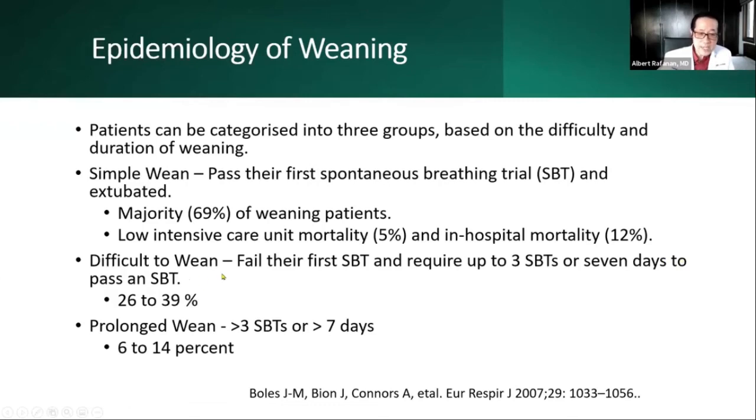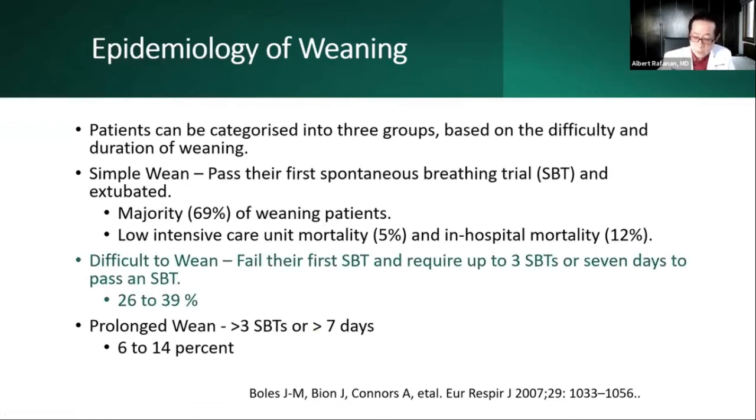Some patients we define as difficult to wean, that is, you try 3 spontaneous breathing trials or 7 days, and they still fail. That accounts for 26 to 39%. Then a minority, 6 to 14%, need longer ventilator days to wean.